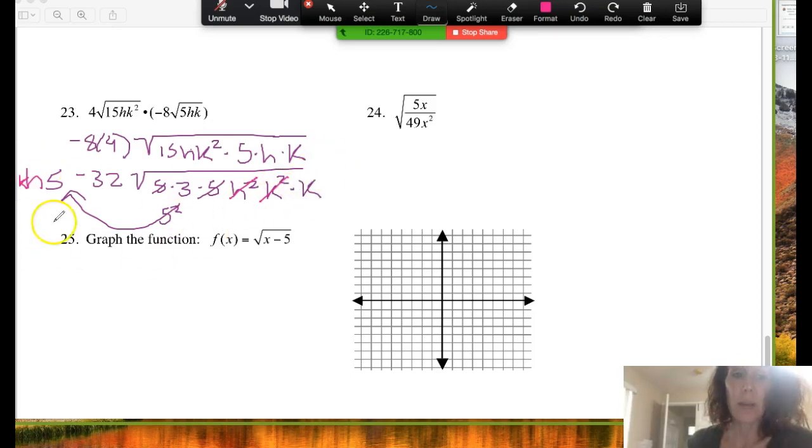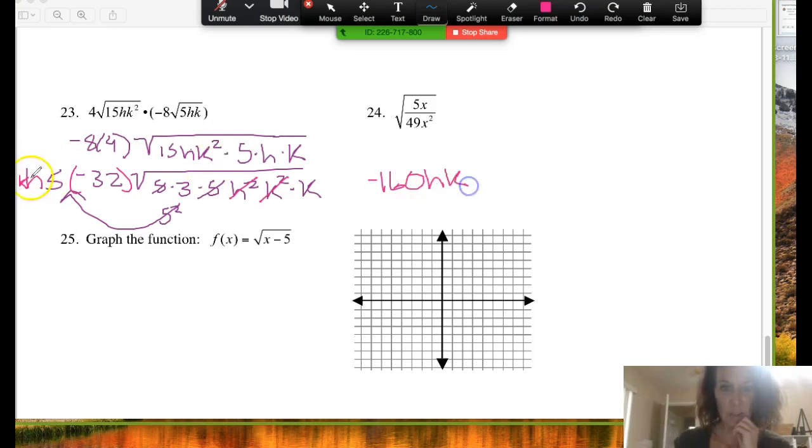So let's go ahead and see what I have. I have kh 5 times, this is not a minus, this is a times negative 32. Well, 5 times negative 32, I'm going to write it over here, is negative 160. And I have a k and an h. I'm going to write h first, then k, just because it's in order alphabetically. Then I'm going to multiply that times the root. What's left inside is a 3 and a k. And there you have it.